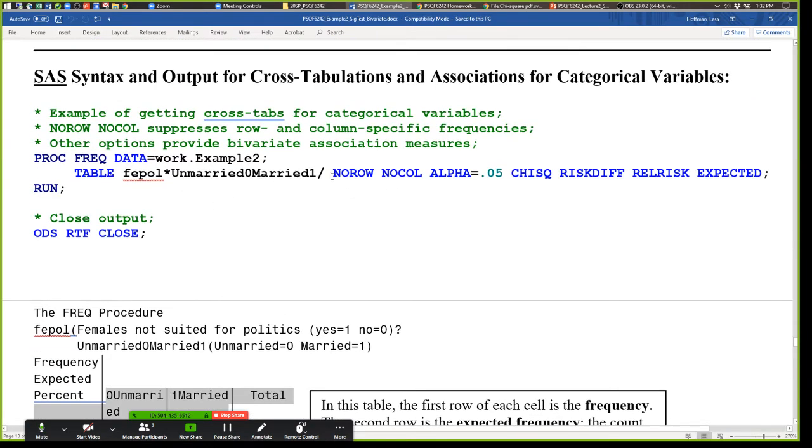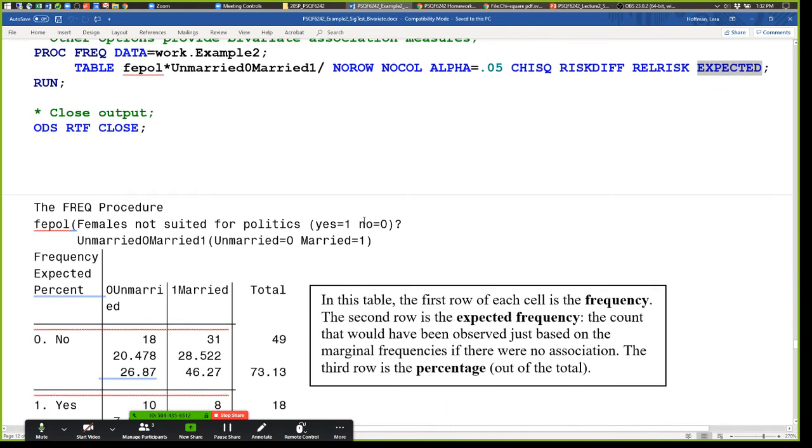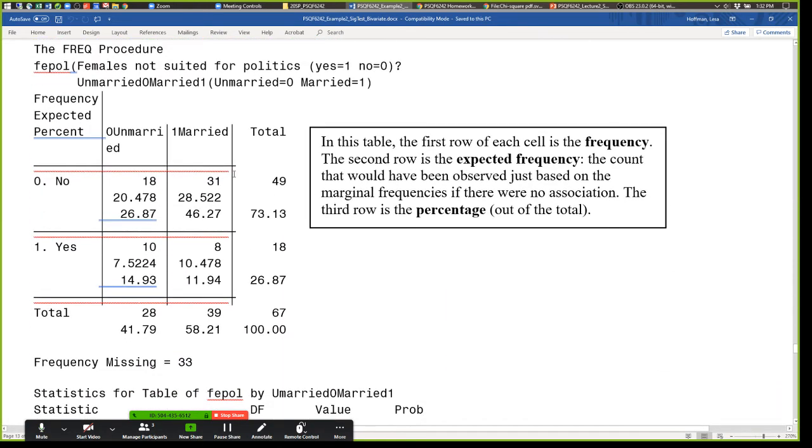The other things that I'm asking for here: I'm suppressing some of the output that's going to clutter up my screen. I don't want row summaries or column summaries at this point. I'm going to set an alpha level of 0.05 for my hypothesis test. Can you guess what CHISQ stands for? Chi-square. These two we haven't talked about yet. These are effect sizes. And the very last thing, the word expected, gives you how many people should be in each combination if there were no association, the expected cell counts, under the null hypothesis.